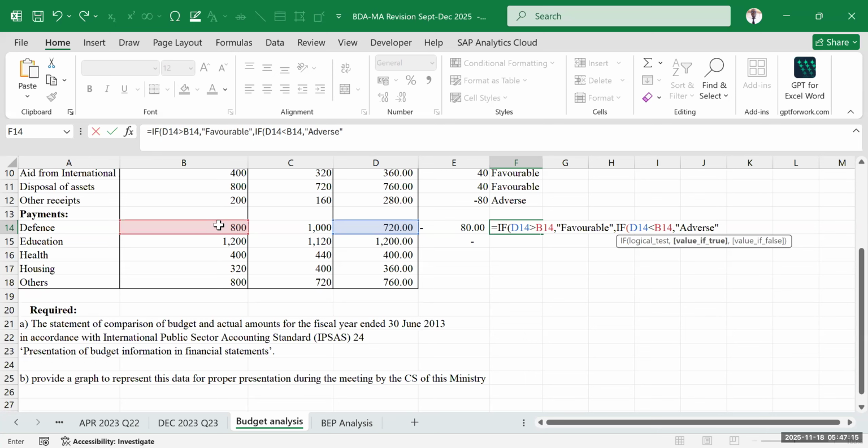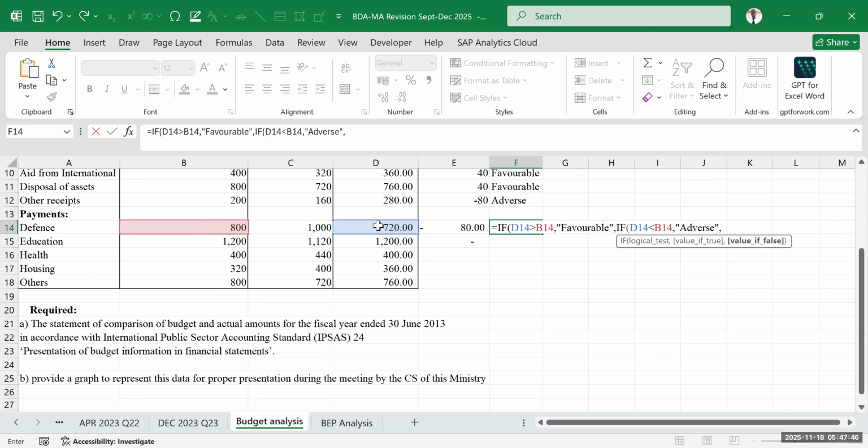That means we've surpassed the budget. We budgeted 720, like in this case, but we are spending 800. So what we are spending is more than the budget. In that case, if whatever we are spending under the final is higher than what actually is spent, then the outcome is adverse.